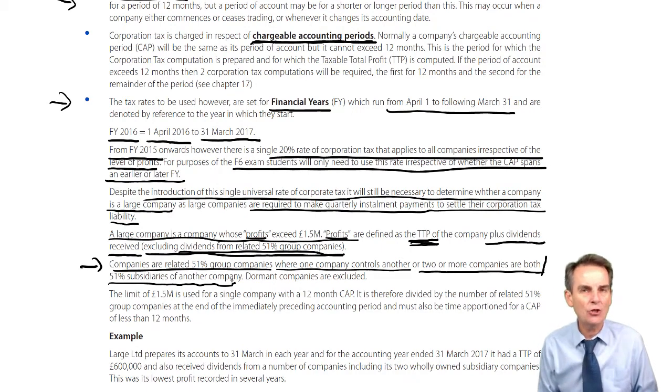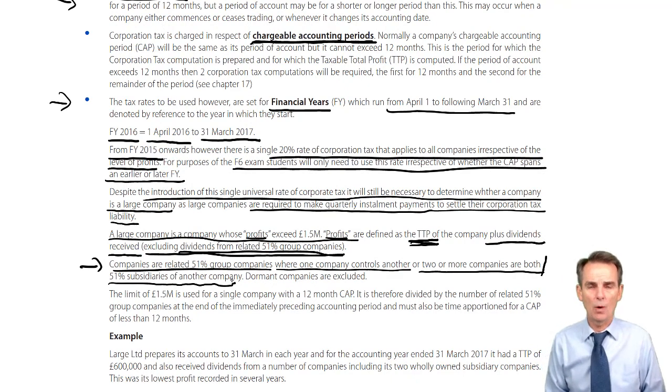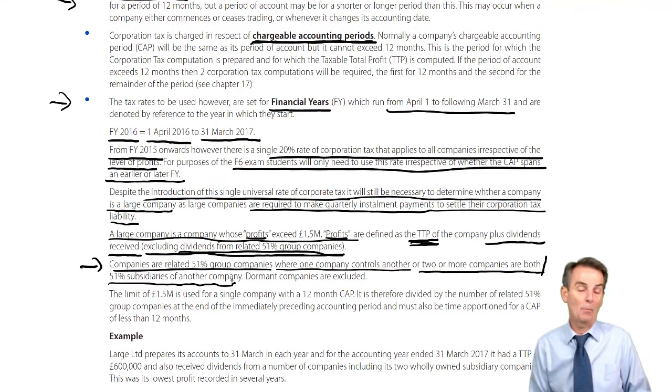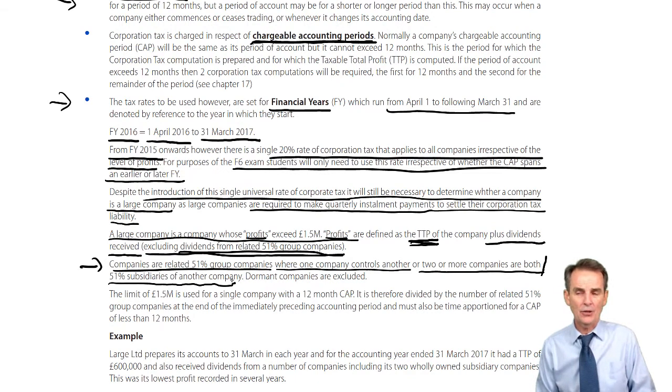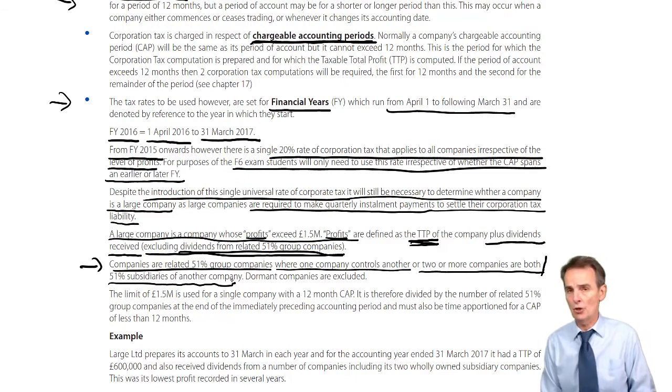In determining for each company, is it large? Will it be subject to paying tax under the quarterly instalment payment system? We will not use a profit limit for each of 1.5 million. We will instead use a profit limit of 1.5 million divided by the three related 51% group companies, i.e. for each one £500,000. So you see there how that profit limit of 1.5 million might be reduced.